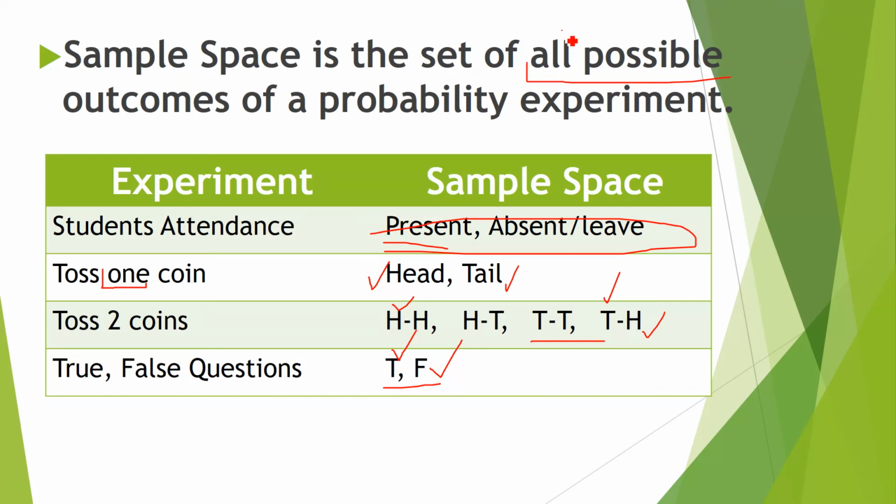So all possible outcomes of a probability experiment is called the sample space. Again I am saying, the focus is on all. We cannot say only these two is the sample space. You have to consider all four, because all four are the possible outcomes. So this is the sample space.